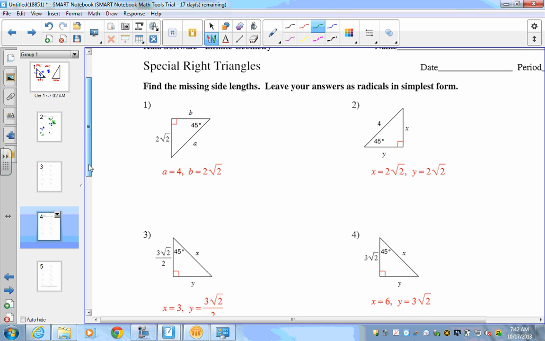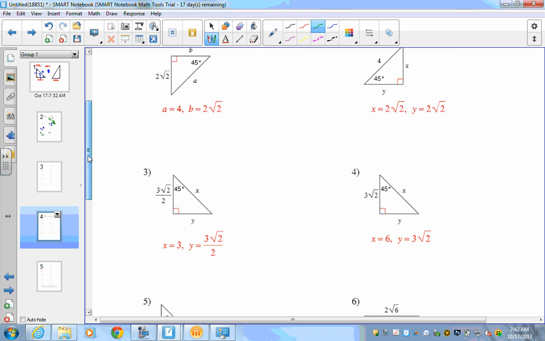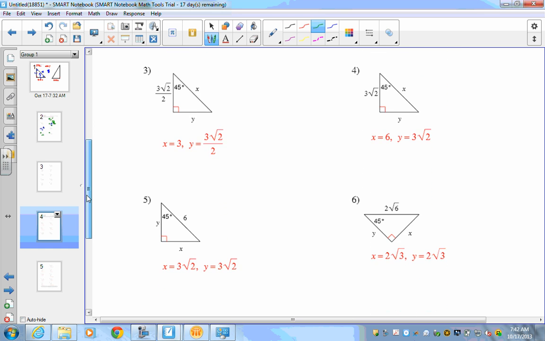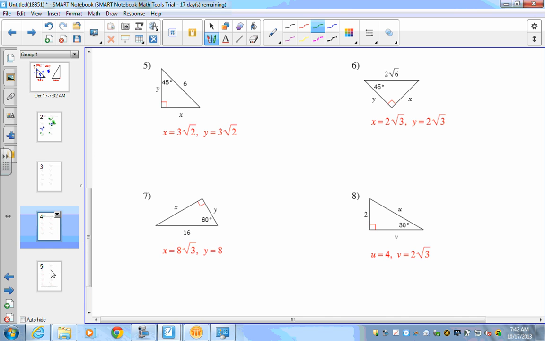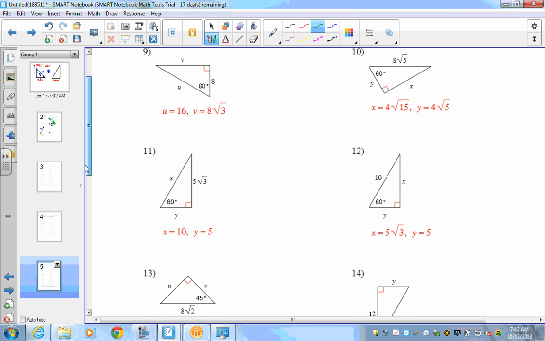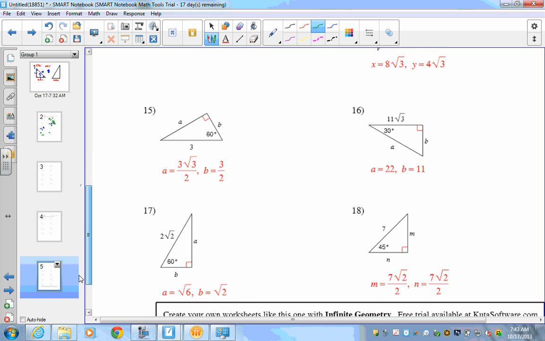As you're working through these problems, they are converting some of this to radicals, so if you need to convert it back to decimals, feel free to do that. You should know how to do that at this point in time. So there are all my answers here, so check your work as you're going through it. There you go, that's all my answers.